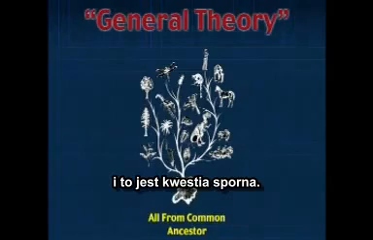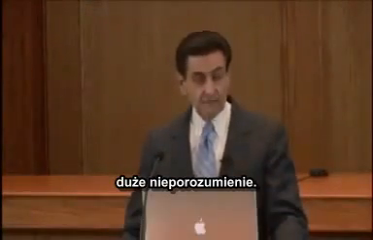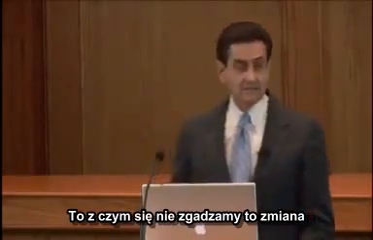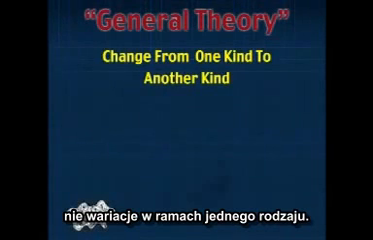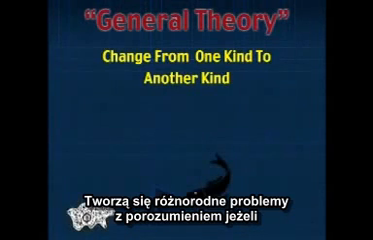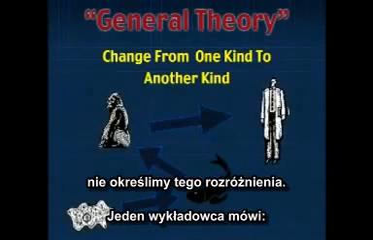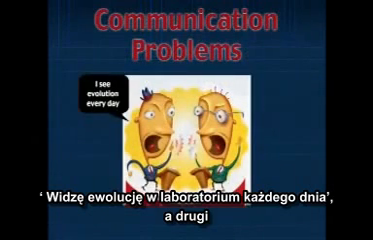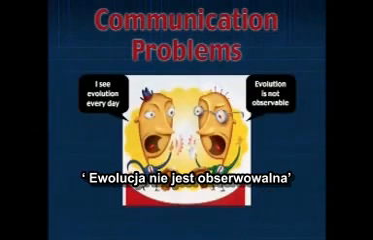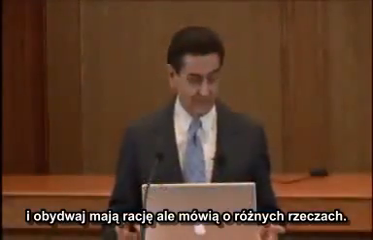And if we don't distinguish those concepts, we've got a lot of misunderstanding. What we're talking about then, in terms of what we disagree with, is a change from one kind to another kind, not variation within the kind. We have all kinds of communication problems when we don't make that distinction. One fellow says, I see evolution in the lab every day, and the other fellow says evolution's not observable. And they're both right, but they're talking about different things.